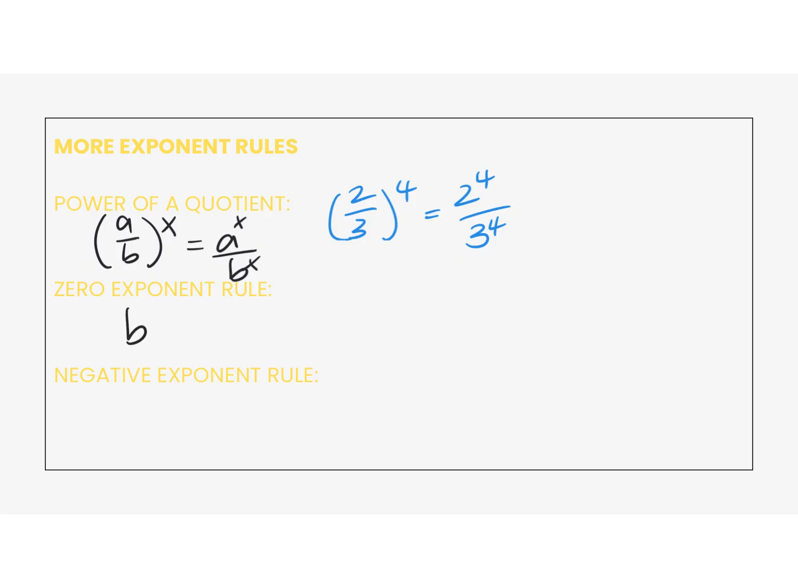The zero exponent rule says that anything to the 0 power is 1. So any value to the 0 power, regardless of what it is, 2, 1,000, doesn't matter. And then the negative exponent rule says that x to the negative n is equal to 1 over that value to the n power. So it goes from the numerator to the denominator or vice versa. So if I had 2 to the negative 1, that's the same as 1/2.